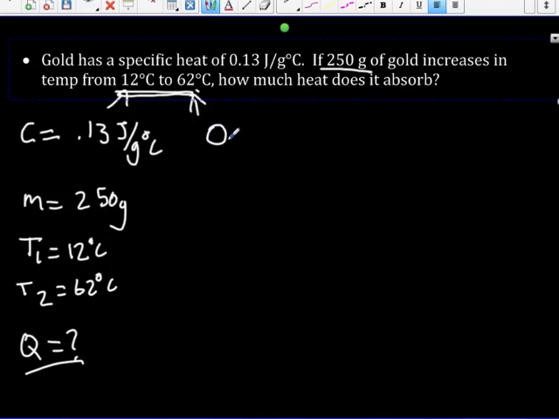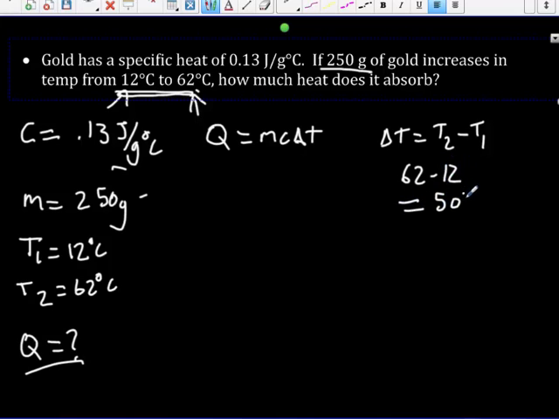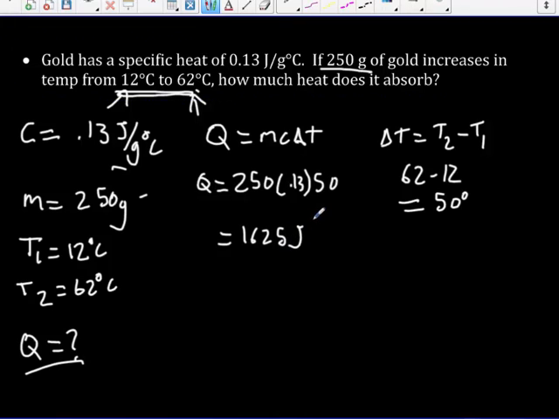All right. So the equation I have for calculating heat says Q equals mc delta T. And I know M, it's right here. I know C, it's right here. But I don't know delta T, so I have to use delta T equals the final temperature, T2, minus the initial temperature, T1. And so then I can take 62 minus 12, and I get 50 degrees Celsius. So now I have a delta T, and I can sub it into my equation. So I have Q is equal to 250 times C, 0.13, times my delta T, 50 degrees. Again, don't do this long multiplication by hand, just use your calculator. 250 times 0.13 times 50 is equal to 1,625. Again, this is joules.